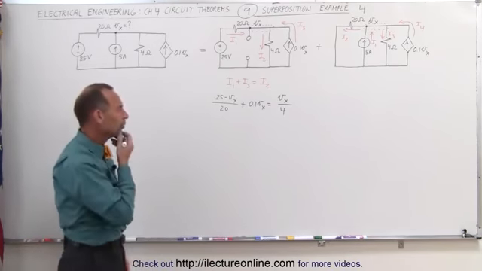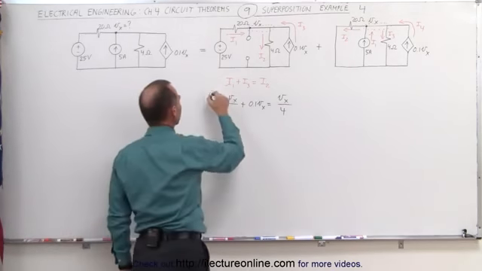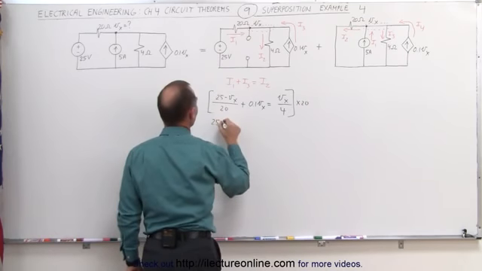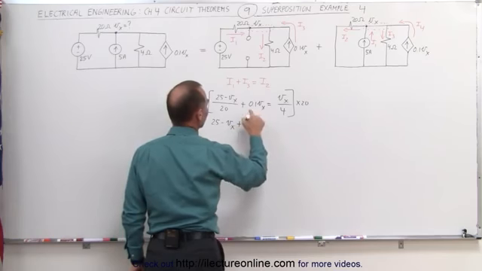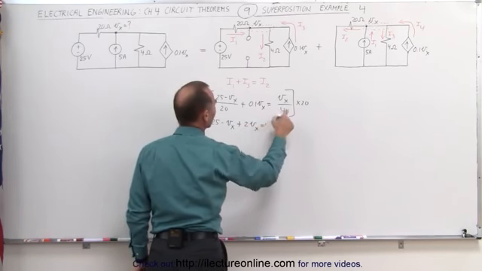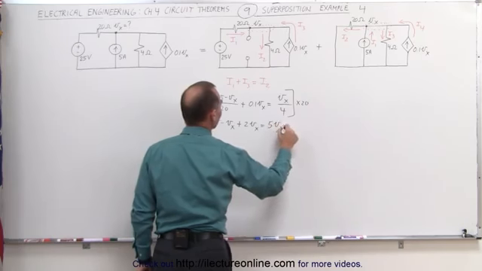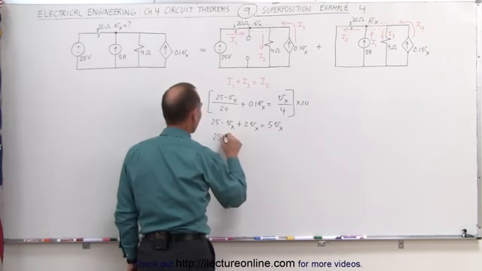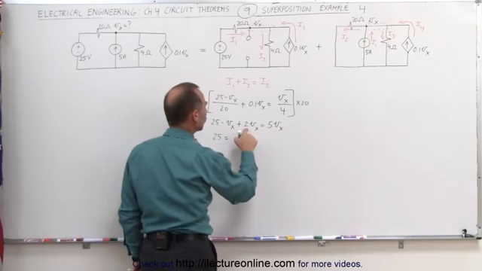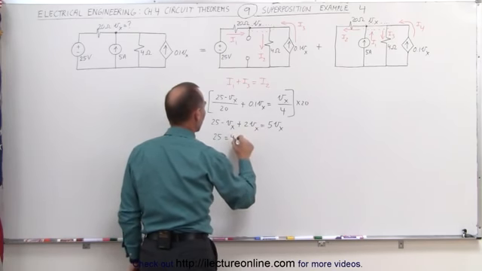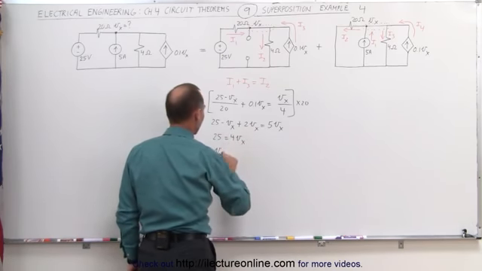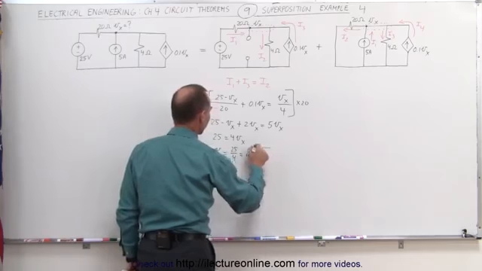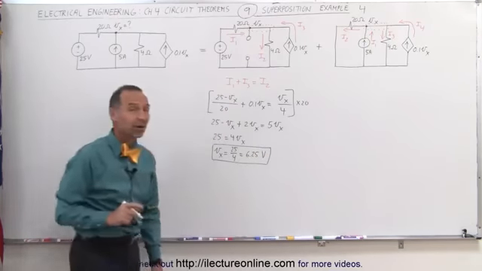We can go ahead and solve that equation for V sub x because that's the only unknown in there. We're going to multiply both sides of the equation by 20. Let's do that. Multiply both sides by 20. That means we get 25 minus V sub x plus 20 times 0.1, which is 2 V sub x, equals 4 times 5 V sub x. Move all the V sub x's to one side. That means we have 25 is equal to 5 minus 2, that's 3, plus 1, that's 4, 4 V sub x, which means V sub x is equal to 25 divided by 4, which is 6.25 volts.